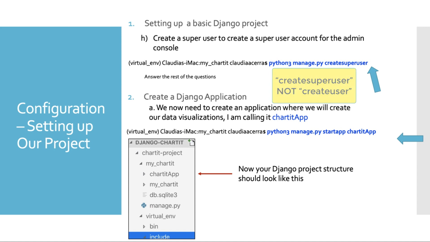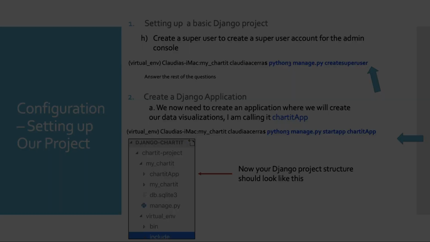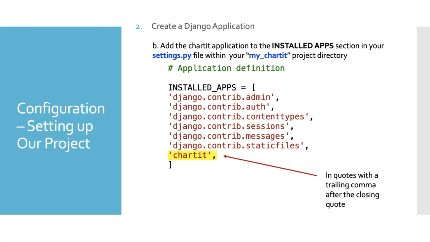Finally, we will create our new Django application for our Chartit project. So I'm calling mine chartit_app. So I issue a python3 manage.py startapp chartit_app, and you'll see your directory structure will look very similar to what I have here. And we'll need to make some modifications to our settings.py file. So open up your settings.py file in your project, and in the INSTALLED_APPS section, make sure you add chartit in quotes with a trailing comma.